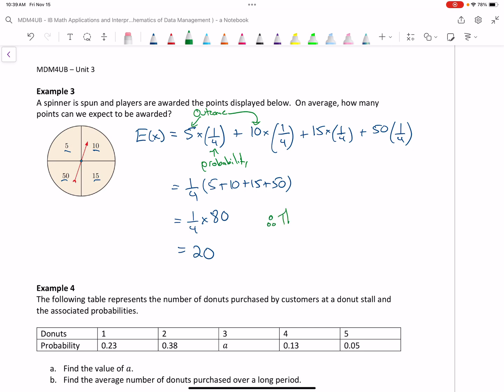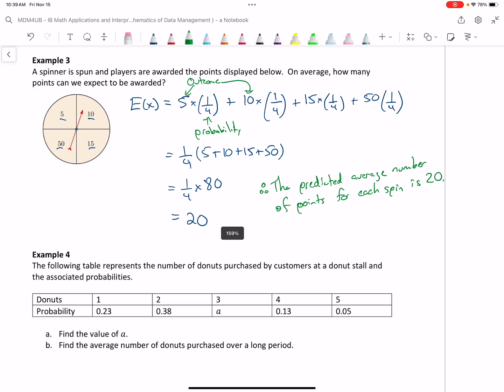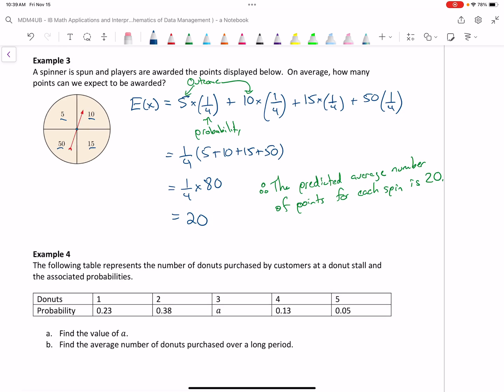So therefore, the predicted average number of points for each spin is 20. Like that. So this one, really it's called a uniform probability expected value because the probabilities were all the same. You don't necessarily need to remember that, but it makes it a bit easier in your calculations.